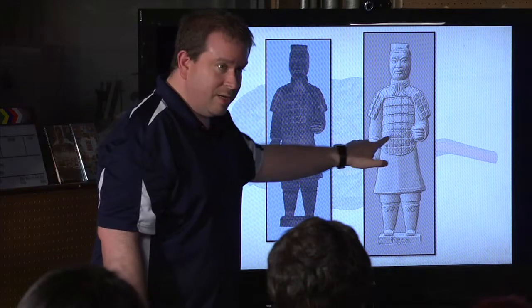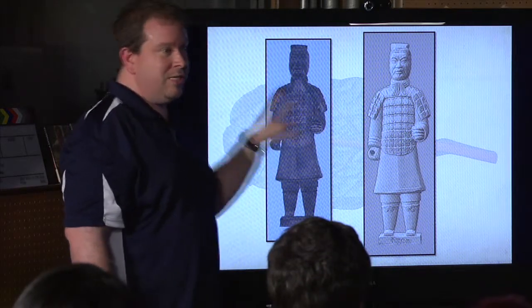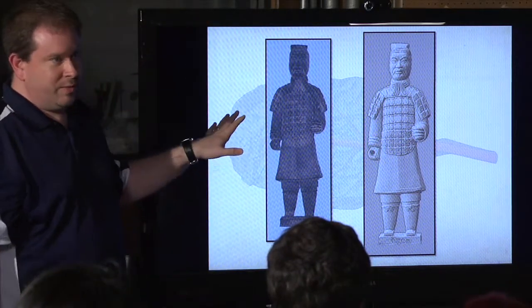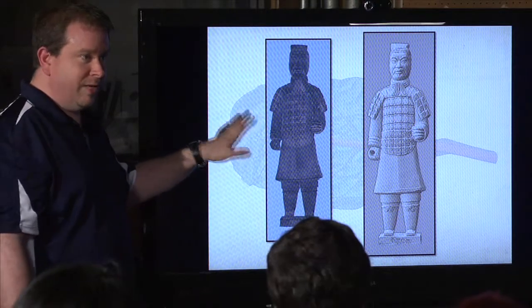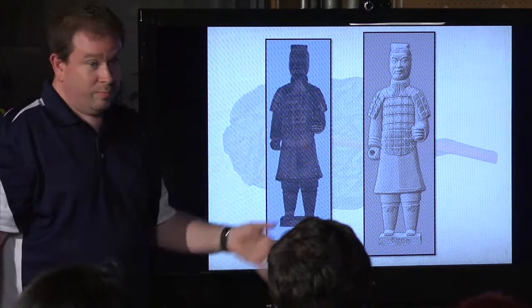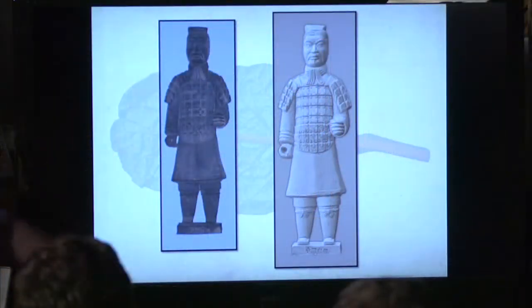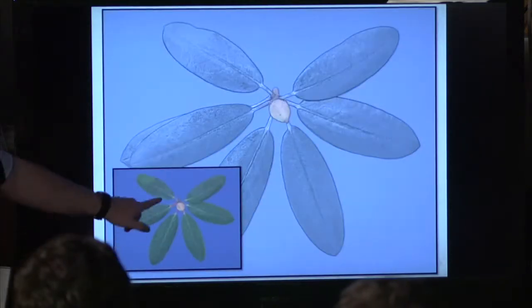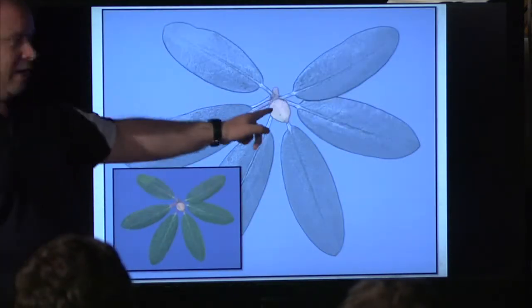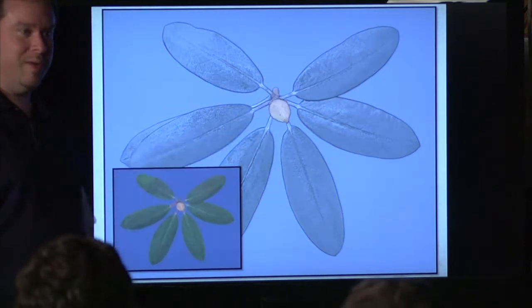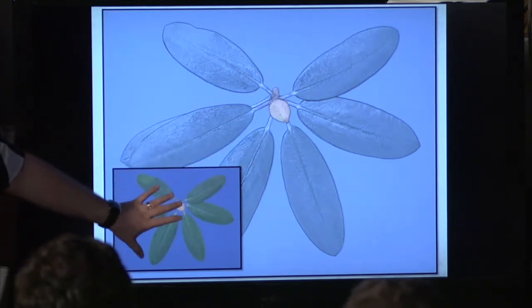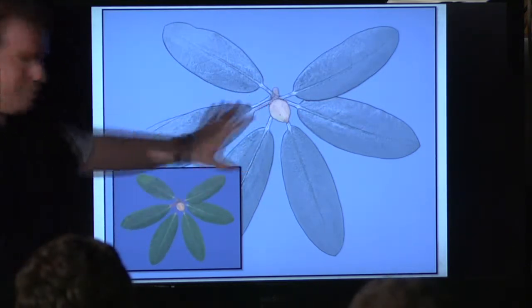Look at the detail around the belt. Now, she did what we could not do with laser scanning and over $1 million worth of equipment. She did it with $3,000 worth of off-the-shelf Best Buy hardware. The impressive part about this is look at the bud. Can you see the petals of the bud? You can't see that. There's more information that's present.